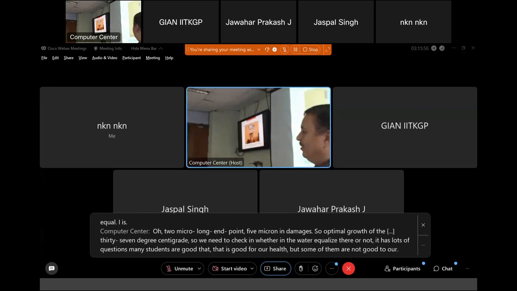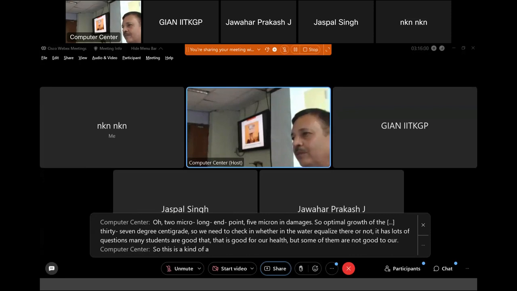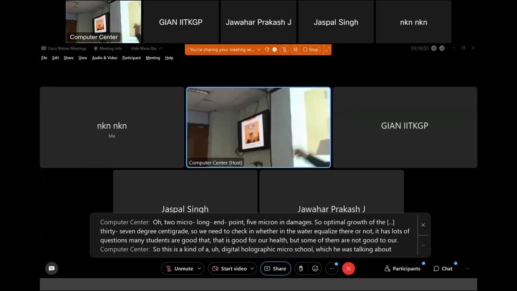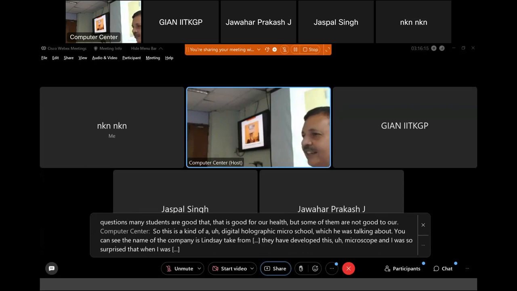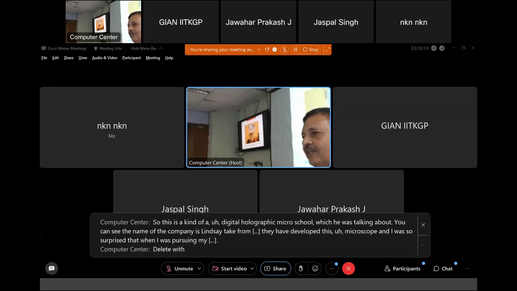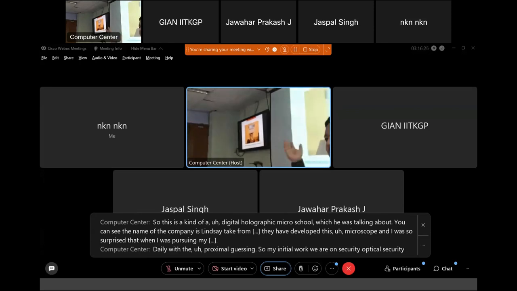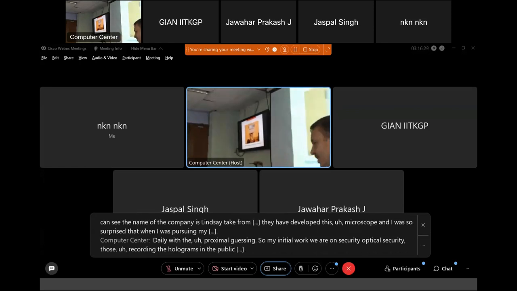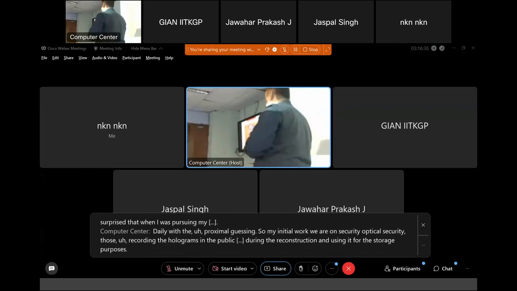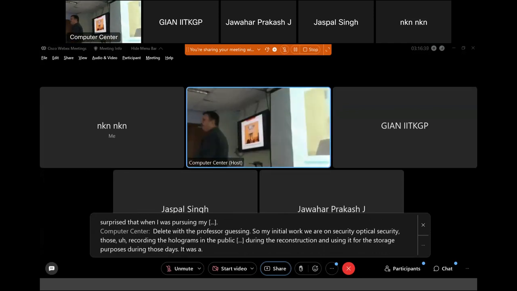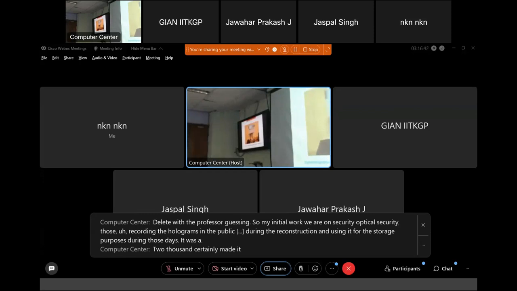This is a kind of digital holographic microscope, which I was talking about. You can see the name of the company is Lyncée Tec from Switzerland. They have developed this digital holographic microscope. I was so surprised because when I was pursuing my PhD at IIT Delhi with Professor K. R. Singh, my initial work was on optical security, recording holograms in photorefractive crystals, doing the reconstruction and using it for storage purposes. During those days, around 2000, suddenly many research papers started appearing on digital holography.